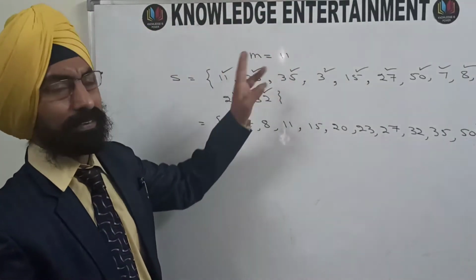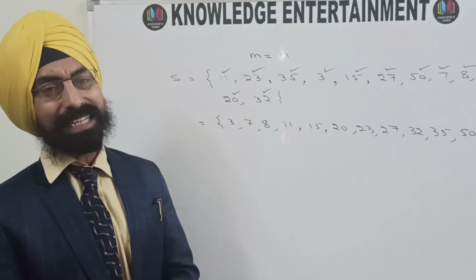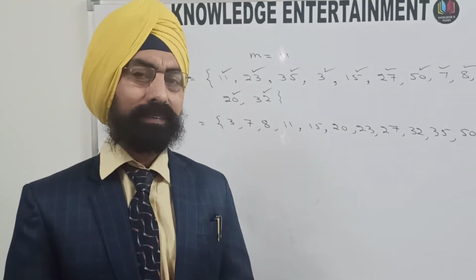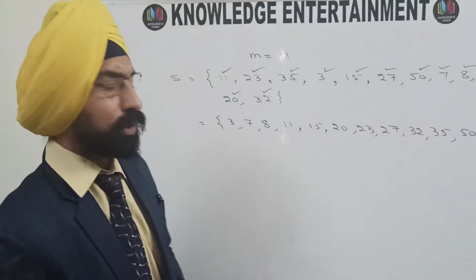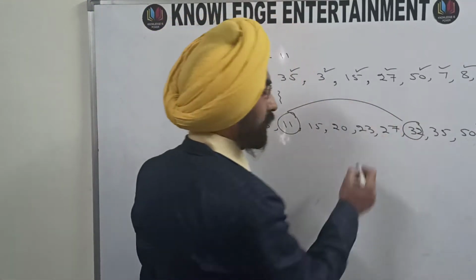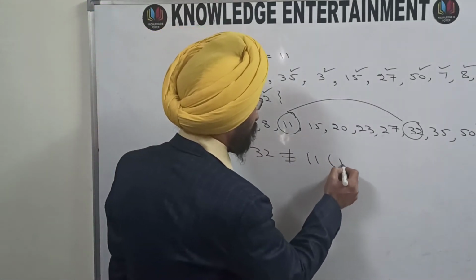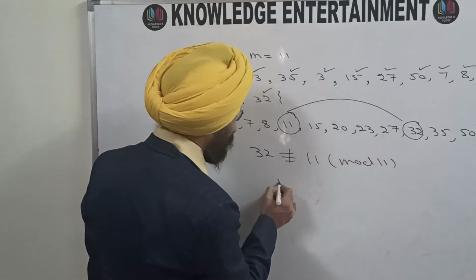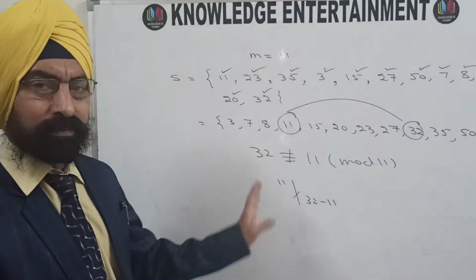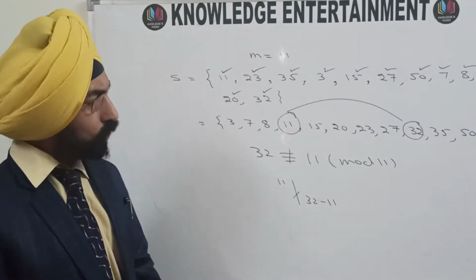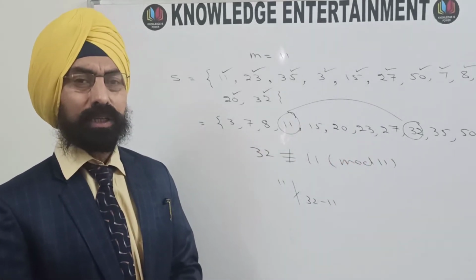And we are working with modulo 11, so 11 elements are there, and it is a complete residue system modulo 11. The reason is, you take any two of these. Suppose you are taking this one and this one. Then these two are not congruent to each other modulo 11, as 11 does not divide 32 minus 11. 32 minus 11 is 21 and 11 does not divide 21. So you take any two numbers from this set and they are non-congruent to each other modulo 11.